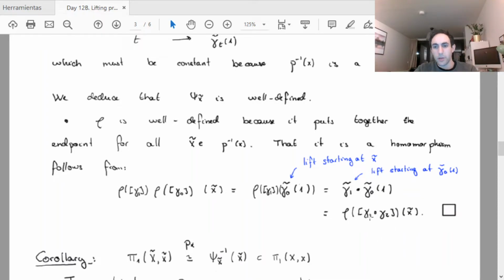Oh, sorry, this should be gamma 1 and gamma 0. My bad, I'm going to change it in the notes. Give me one second. I will upload them after I finish the video. But that essentially concludes our proof immediately.